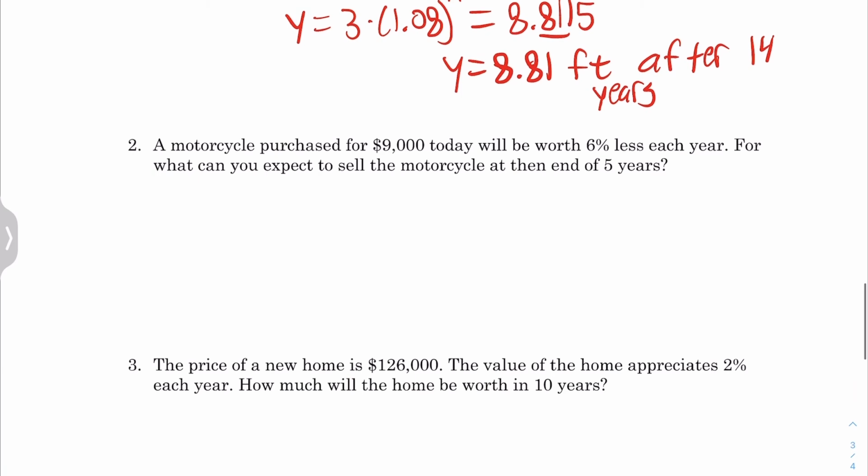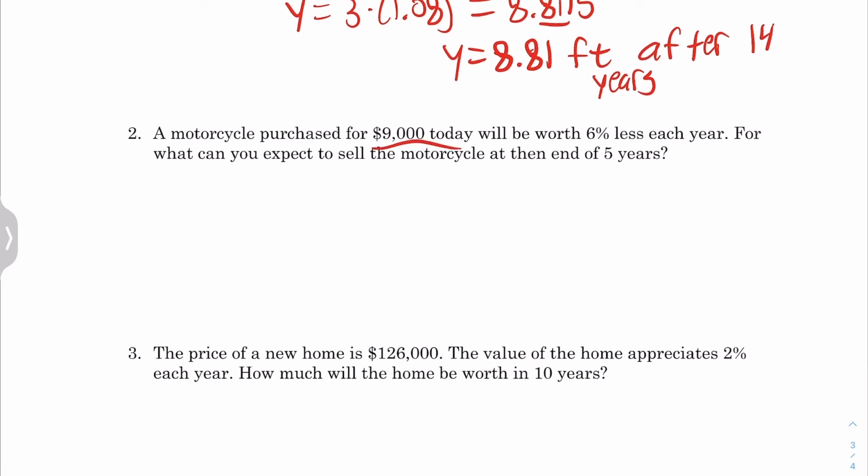Next one. We got a motorcycle. It's $9,000 today. It's going to be worth less. Let me change colors. It's going to lower in value. It's 9,000 now, so that's the A value. We'll lower our price by 6% each year. So let's convert that 6% into B. Since we're supposed to lose our value, we're going to do 1 minus, and then I'm just going to convert that to save some space as a decimal. 6% is 0.06, so then B is going to be 0.06 less than 1, which is 0.94.